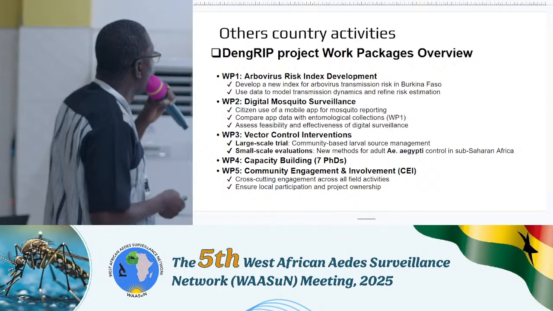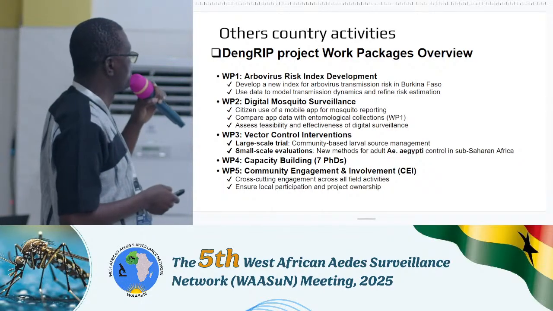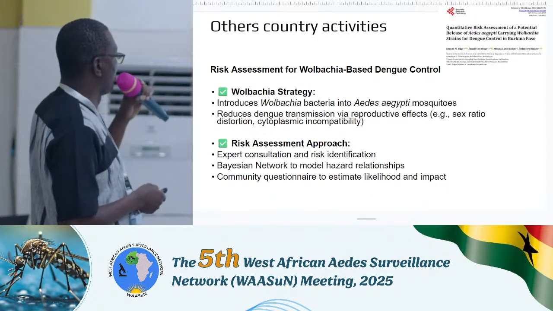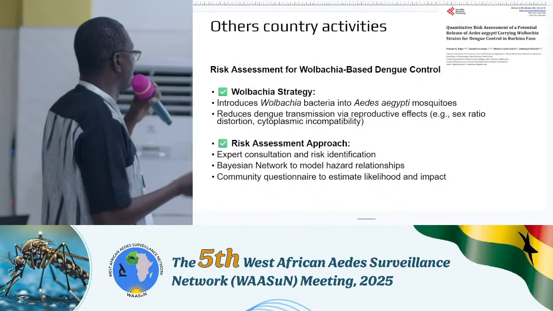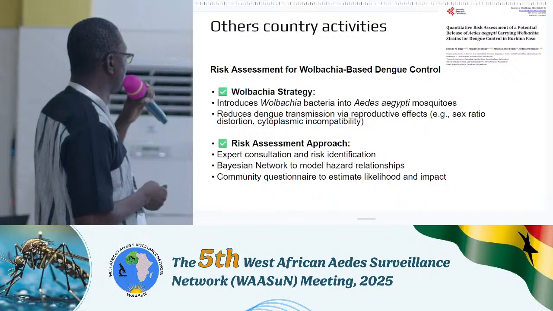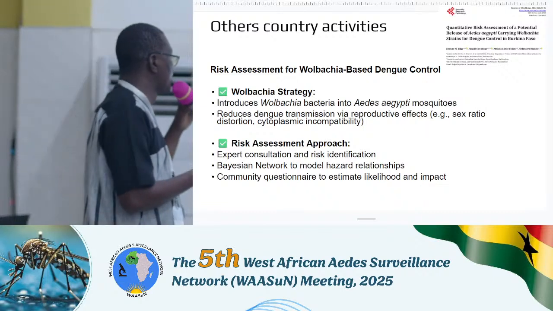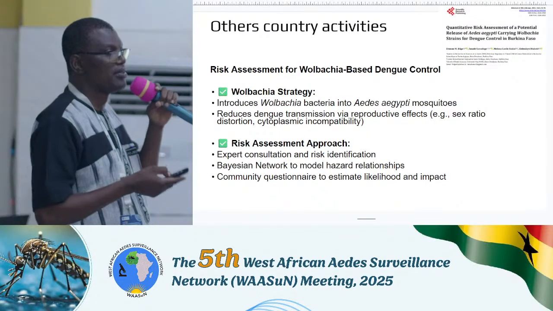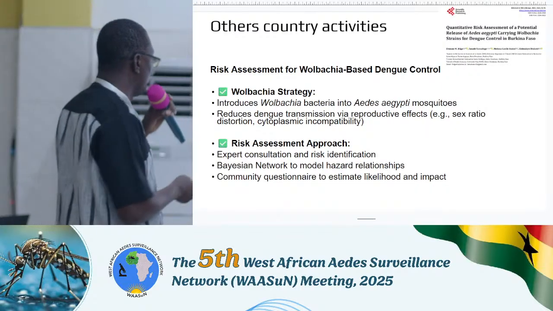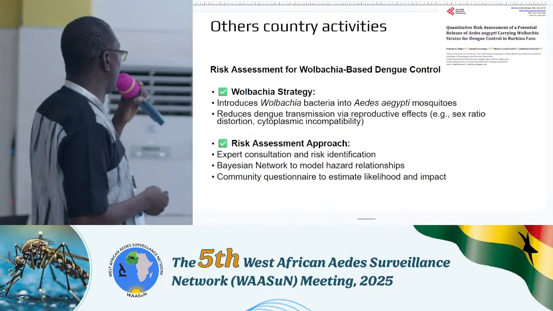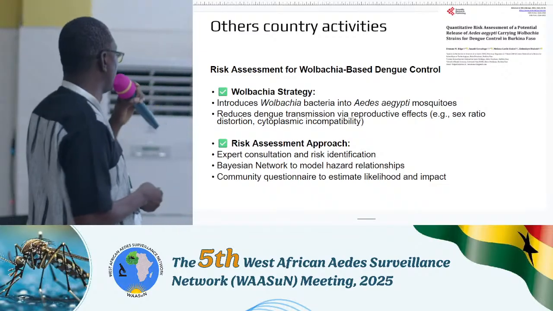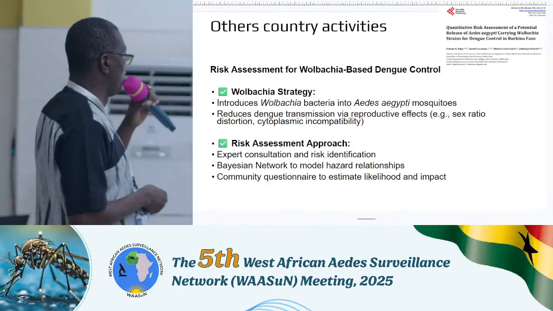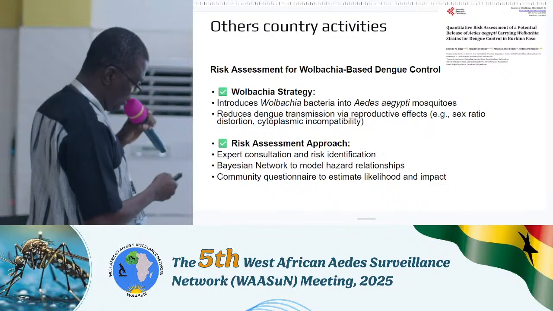Also, among the other activities, Burkina Faso is trying to see how we can introduce Wolbachia for dengue control. As you know, Wolbachia is a bacteria we can use, for example, to control Aedes. And to do that, we start with a risk assessment approach to see if, when we release, we will not face a problem. So a risk assessment was done by expert consultation and also risk identification. We also did a community questionnaire to estimate the probable impact of the release of Wolbachia.